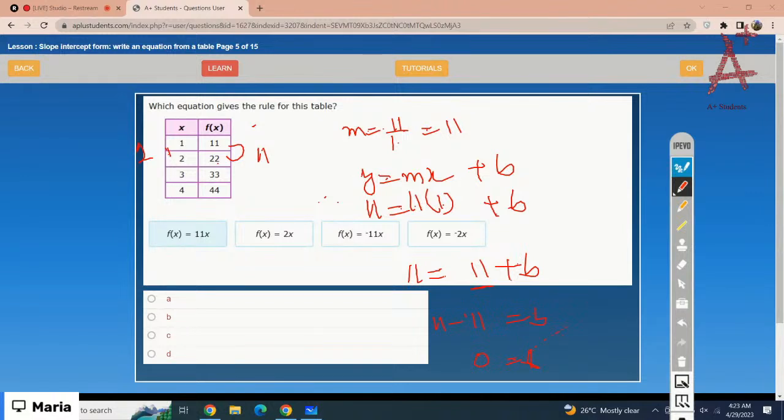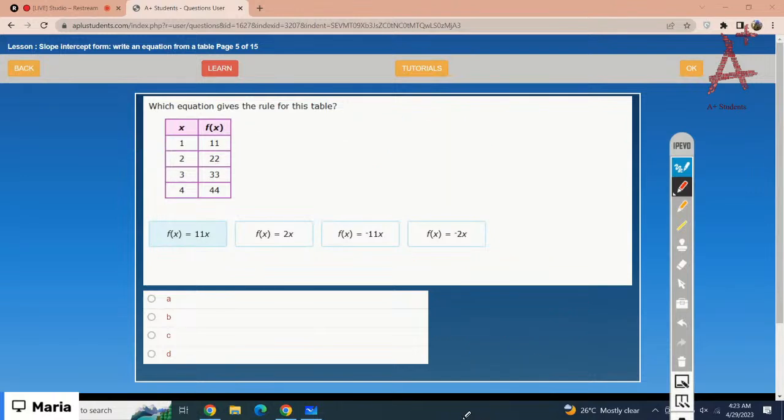So the correct option is y equals 11x, because the slope is 11. So the correct option is option number A.